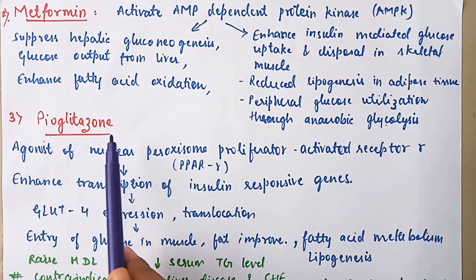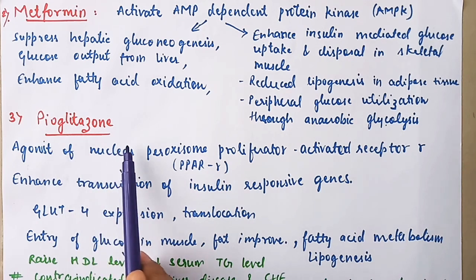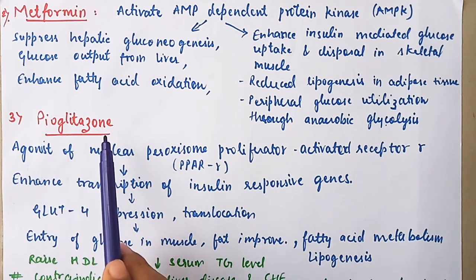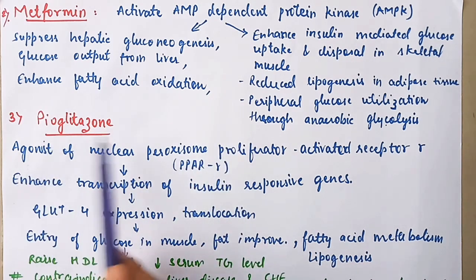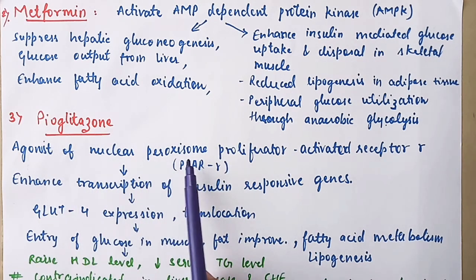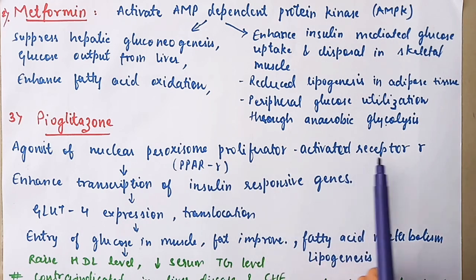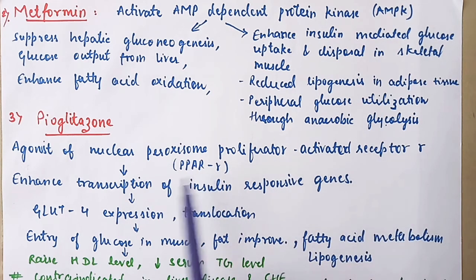So thiazolidinediones. So these thiazolidinediones are pioglitazone and rosiglitazone. So rosiglitazone is banned in India and is an agonist of nuclear peroxisome proliferator activated receptor gamma. So this receptor, that is PPAR receptor, is responsible for enhancing the transcription of insulin responsive genes. When these genes are activated, they cause GLUT4 expression and translocation. So this GLUT4 is responsible for the entry of glucose in the muscle and fat.